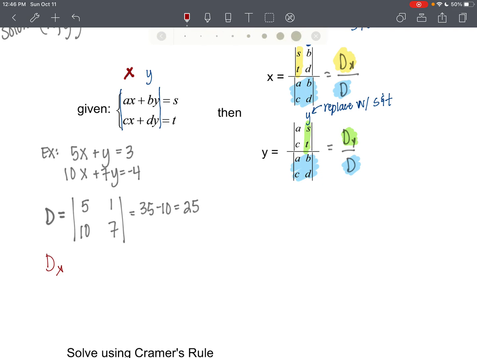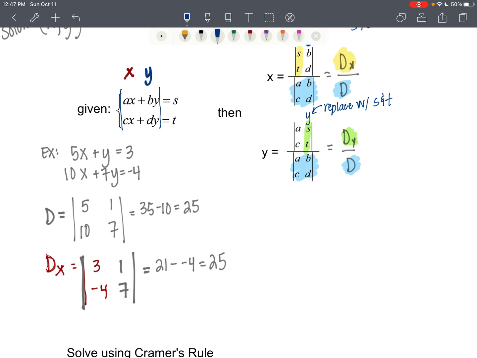So D sub x, the determinant of x, is equal to, we're going to replace 5 and 10 with our constants, 3 and -4. And then 1 and 7 will remain the same. Okay? There we go. Isn't that beautiful? And then we're going to have 21 minus -4, which is 25. Okay. I'm almost there.